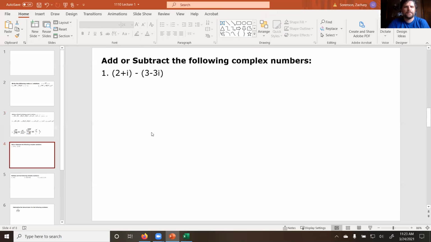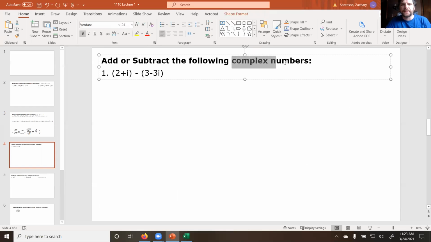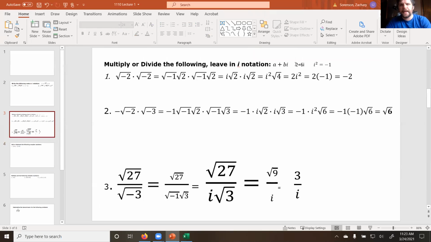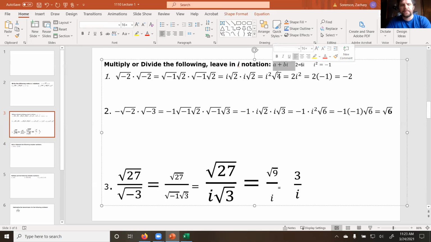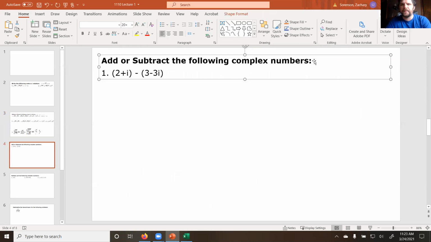Okay, one more example and then I'll let you guys loose to practice. So now we are getting into official complex numbers. I already hinted at what the definition of a complex number is. It is something of this form: a real number plus a real number times I. So 2 plus I is a complex number. 3 minus 3I is a complex number.